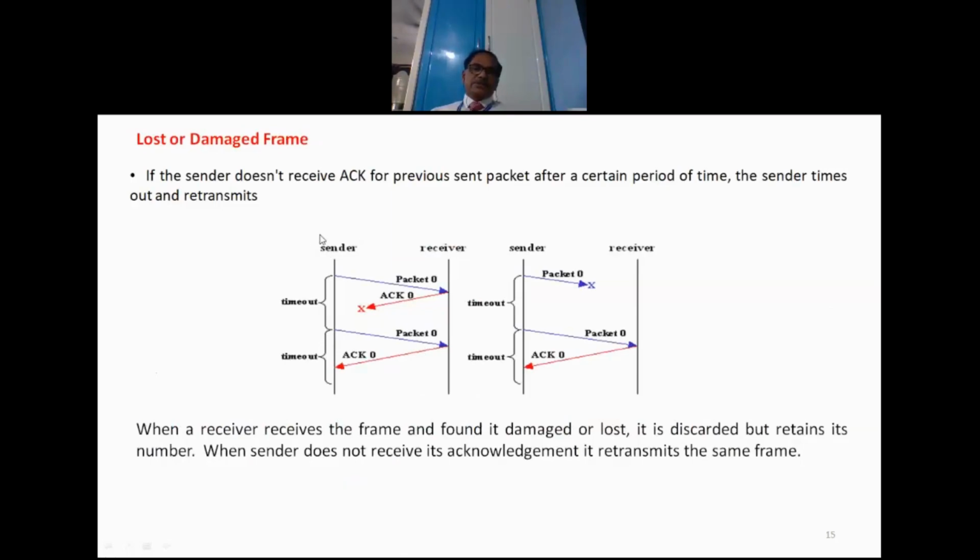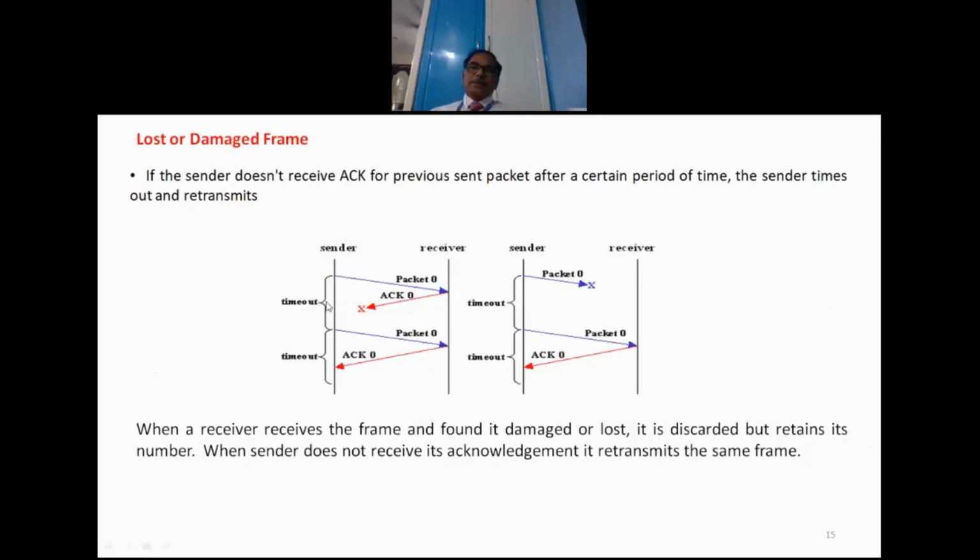The second is a lost or damaged packet or acknowledgement. What can it be? In this first diagram, the sender has sent the first frame and has started the timer. The first frame has arrived at the receiver, the receiver has processed it, and the receiver has sent the acknowledgement. But the acknowledgement has not arrived at the sender. It is lost somewhere. So what happens in this case?